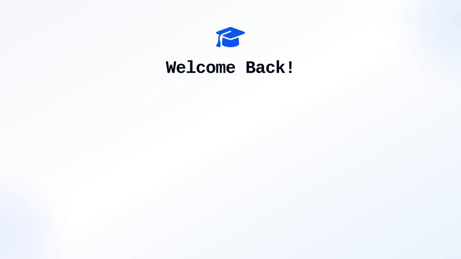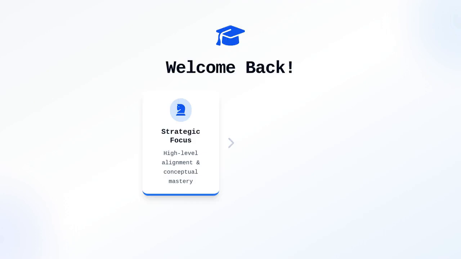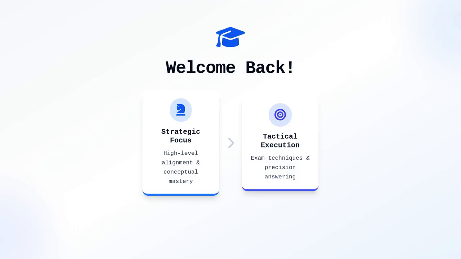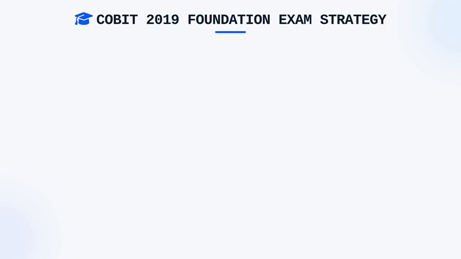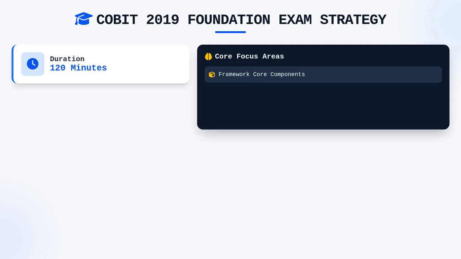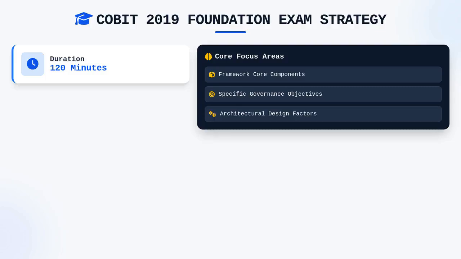Welcome back. In this lesson, we will focus exclusively on the tactical and strategic elements required to successfully navigate the COBIT 2019 Foundation Certification Exam. To approach the COBIT 2019 Foundation Exam effectively, you must first understand the structure of the assessment itself. The exam is designed to test your comprehension of the framework's core components, specific governance objectives, and the architectural design factors that allow for enterprise-specific implementation.